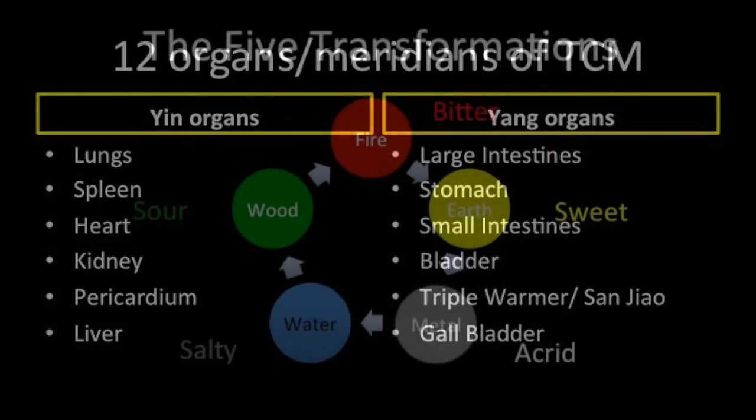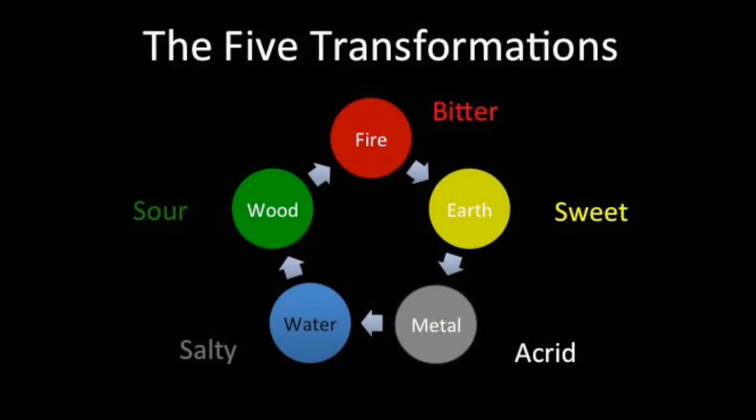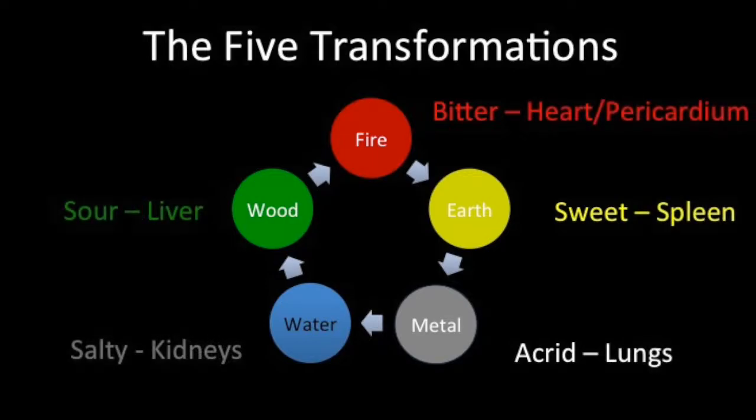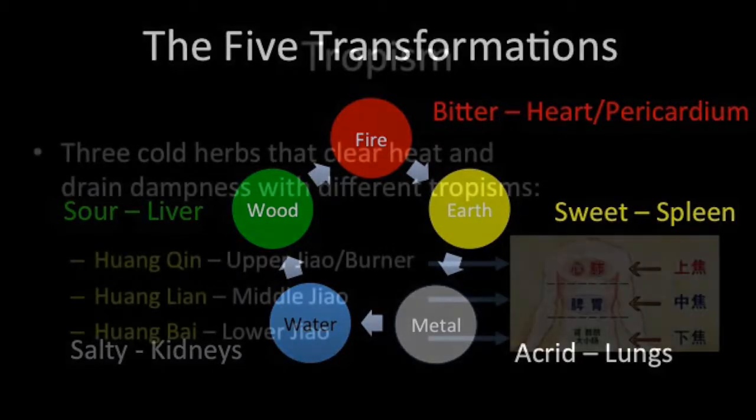The organs themselves are associated with the individual 5 transformation elements. For simplicity, I've only shown the main yin organ correlations. That's to say, liver corresponds to wood, heart and pericardium correspond to fire, spleen corresponds to earth, the lungs correspond to metal, and the kidneys correspond to water.